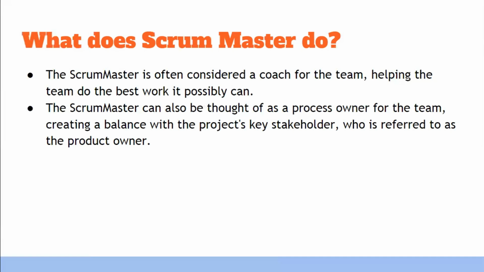Next question is, what does a Scrum Master do? A Scrum Master is often considered a coach for the team, helping the team do the best work it possibly can. The Scrum Master can also be thought of as a process owner, creating a balance with the project's key stakeholder, who is referred to as the product owner. So the Scrum Master is the one who guides the team throughout the Agile process. He will plan these sprints, and he will maintain communication between the product owner, the project manager, and the complete team. So that is a Scrum Master.